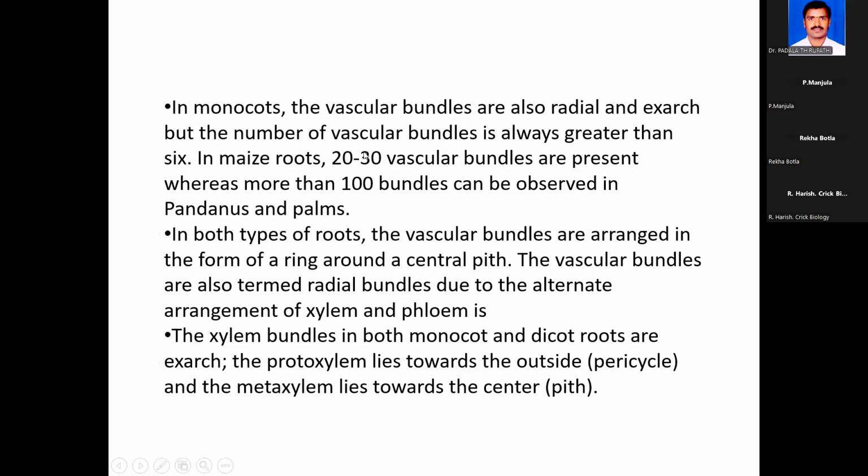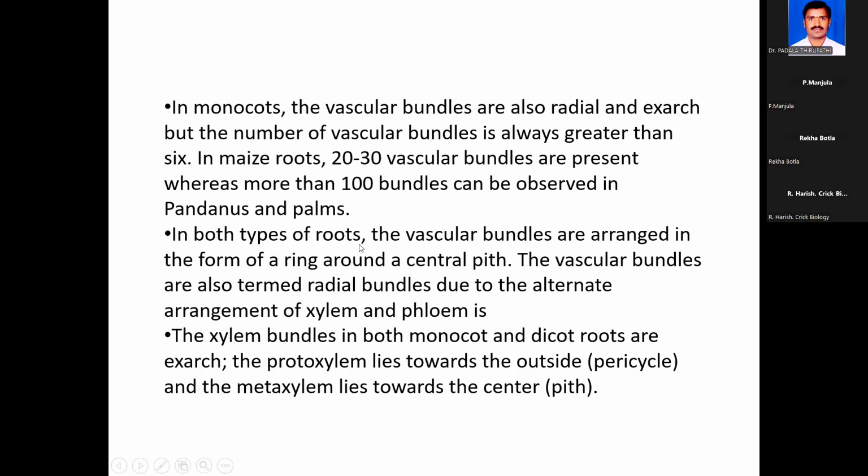In monocots, the vascular bundles are radial and exarch here also, but the number of vascular bundles is always greater than 6. That is, the polyarch condition is seen. In maize root, 20 to 30 vascular bundles are present, whereas more than 100 bundles are observed in Pandanus and palms. So more vascular bundles can be observed in monocots, from a minimum of 20 to 30 up to 100 bundles in Pandanus and palms.